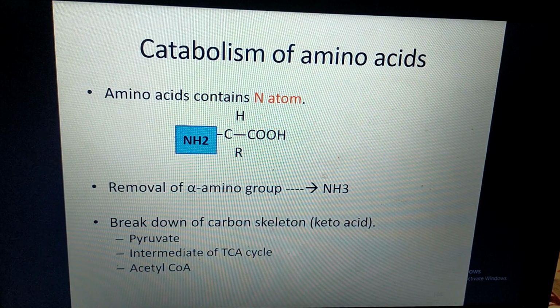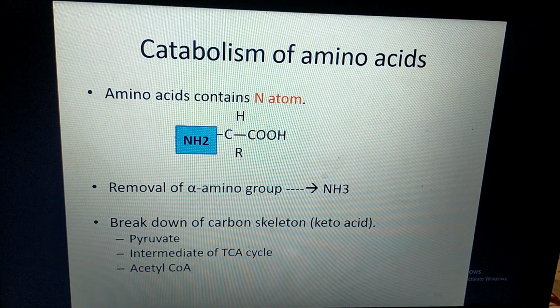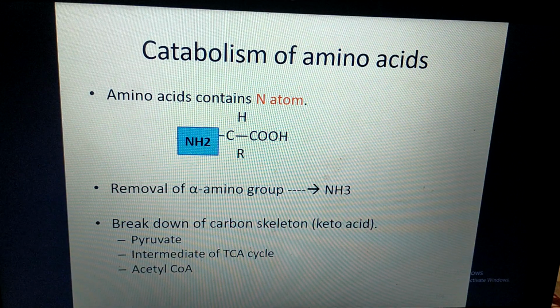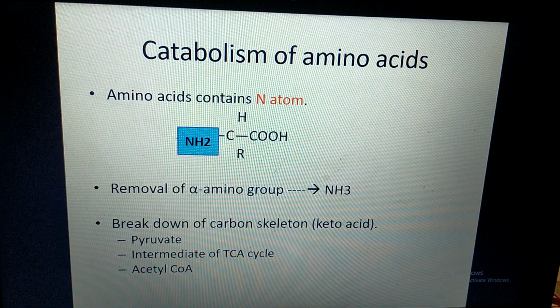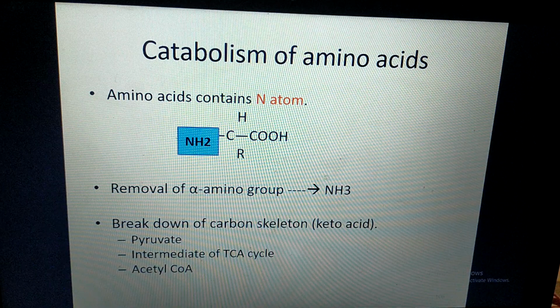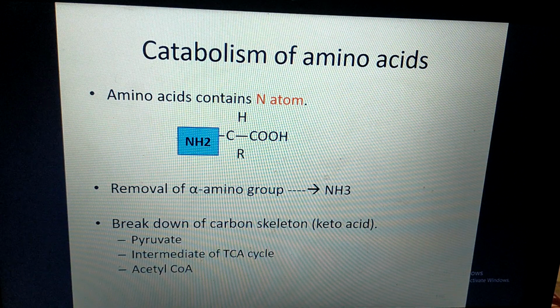Good morning, students. We will continue the topic of protein metabolism, competency 5.4. Today we will see the remaining part of catabolism of amino acids. In the previous competency, we have studied how the ammonia group is removed from the amino acid.